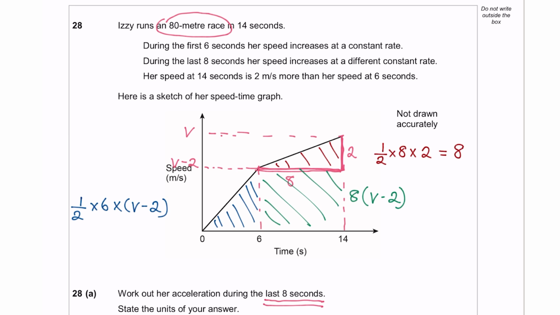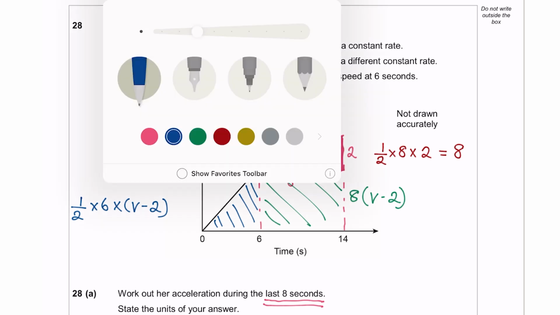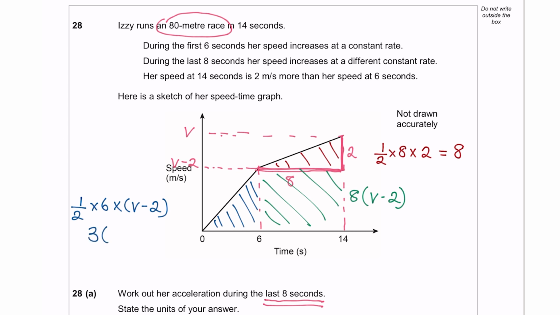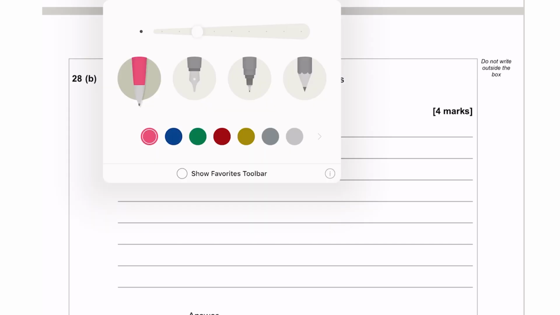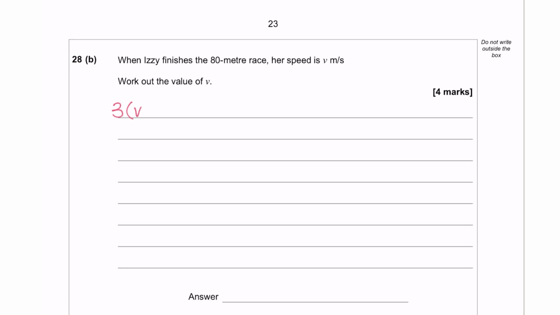So now what we're going to do is put that all together. We have our blue bit, which is 3(v minus 2), and we've got 8(v minus 2), and we've got 8. So we had 3(v minus 2) plus 8(v minus 2) plus 8, and all of that equals 80. So all together we get 3v minus 6 plus 8v minus 16 plus 8 equals 80.